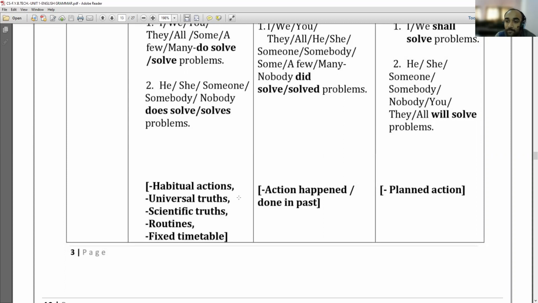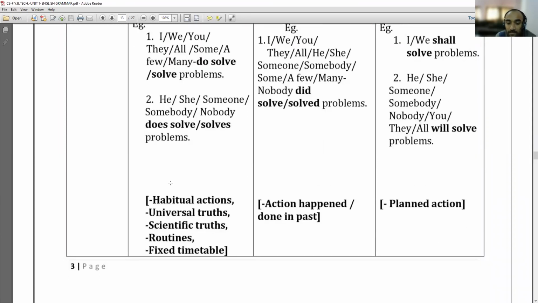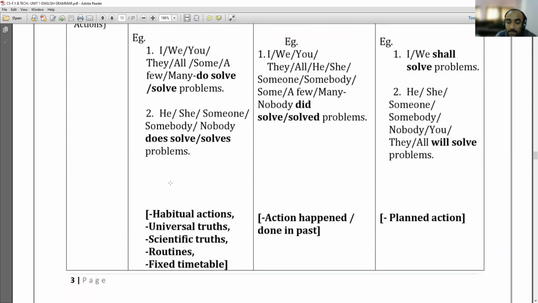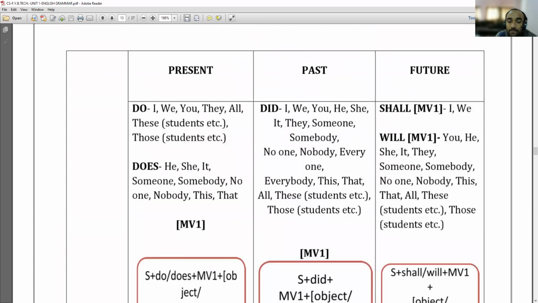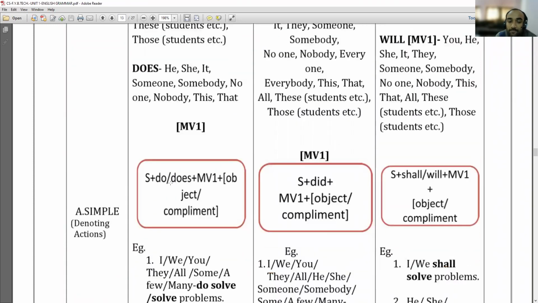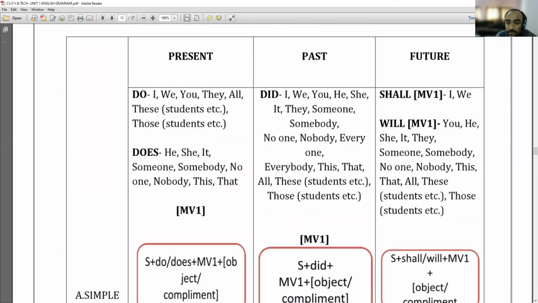This is that person's routine or fixed timetables. So for showing the habitual actions, universal truths, scientific truths, routines and fixed timetable, we use the simple present tense. Okay, so this is about the present.